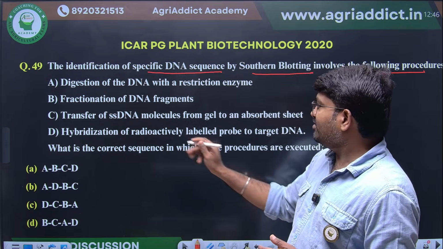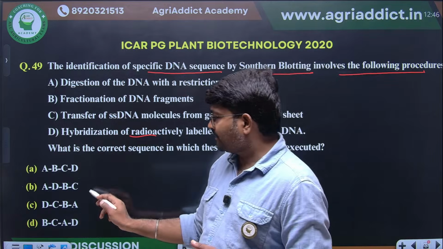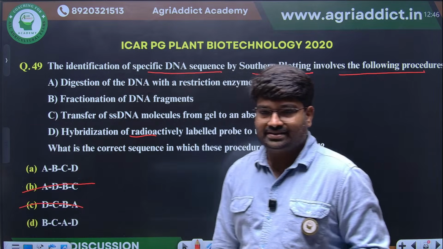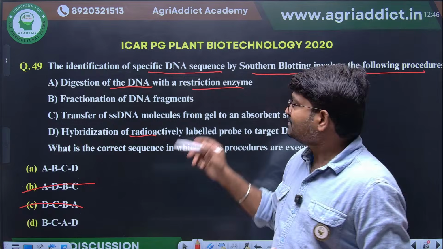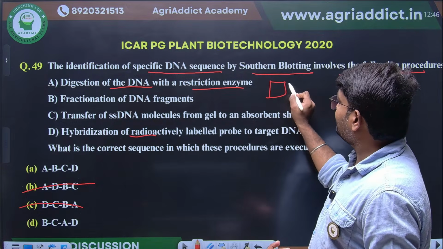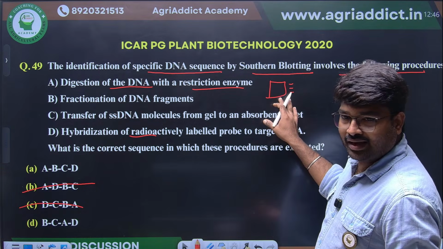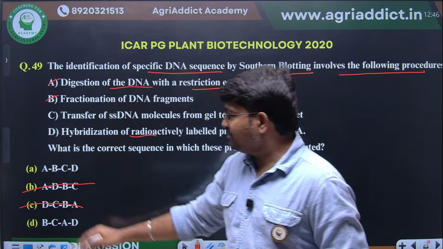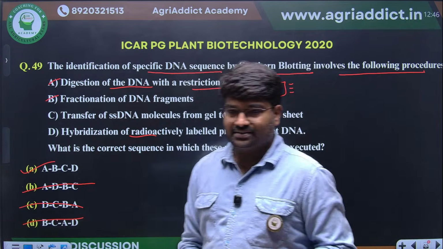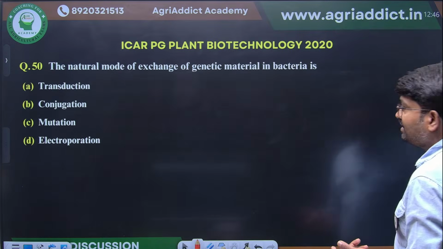Yes, ultimately we will do hybridization at last only. That is correct. First we will digest the DNA with restriction enzyme. After that, what will we do? We will run it, that means we will resolve it on the agarose gel. This is also correct. A, after B will come. A, B, C, D. Yes, very good. This will be the right option.